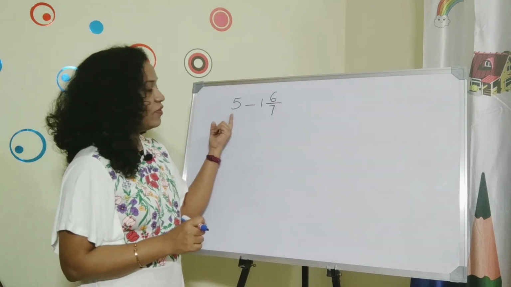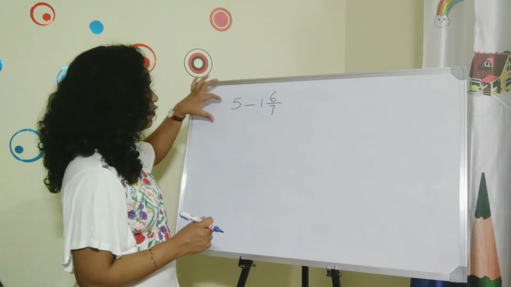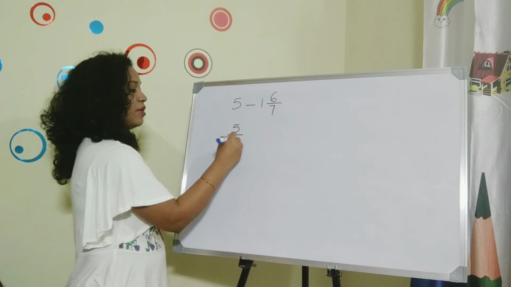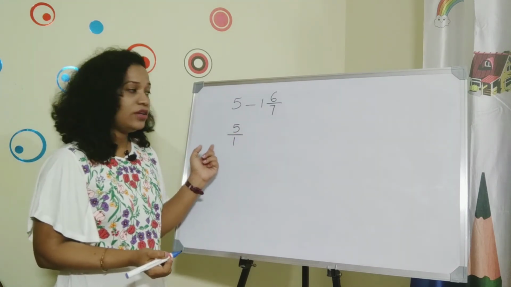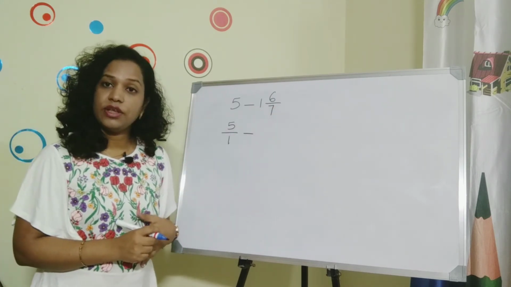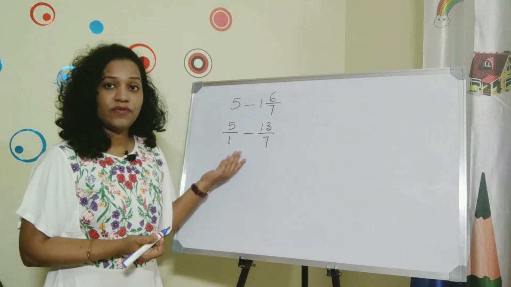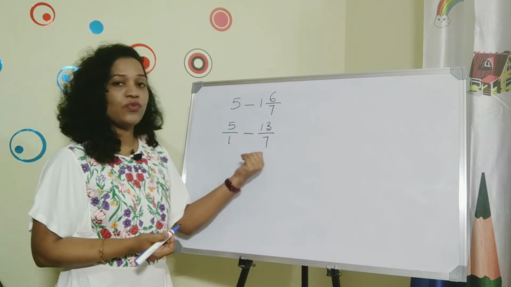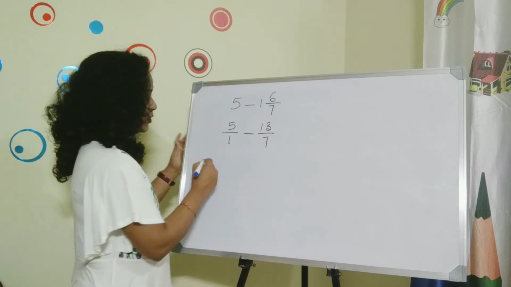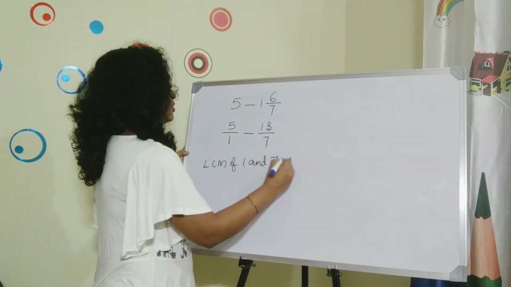Let's try to solve this problem. Here they have given a whole number minus a mixed fraction. So we can write this whole number as a fraction. How? We can write 5 by 1. You know 5 by 1 is equal to 5, right? 5 by 1 minus, here we can convert them into improper. 13 by 7. We have to find their LCM. What will be the LCM of 1 and 7? 7 is a multiple of 1. So the LCM will be 7. Yes, so LCM of 1 and 7 is 7.